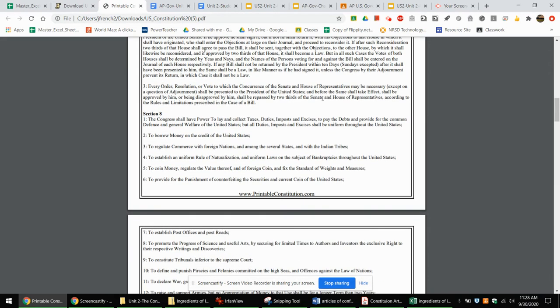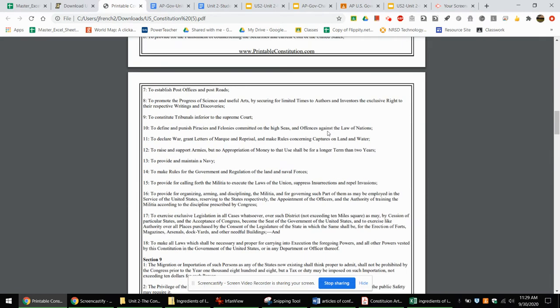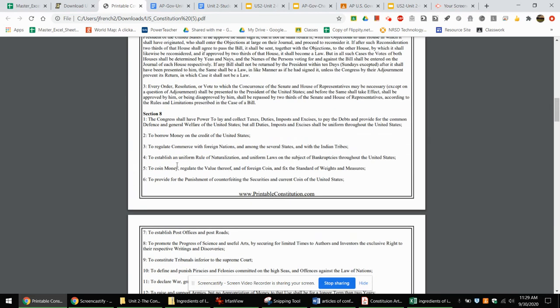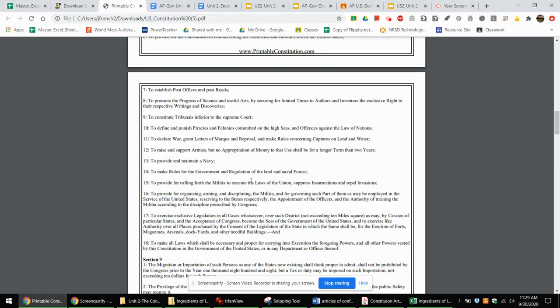Section 8 are the enumerated powers. So these are all the things that Congress can do. It can create money, it can tax. These are all the things that the federal Congress can do. So there's 18 clauses there. So Article 1, Section 8 is really important because that's all the enumerated powers.